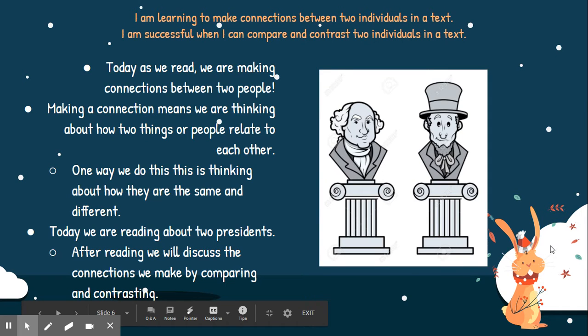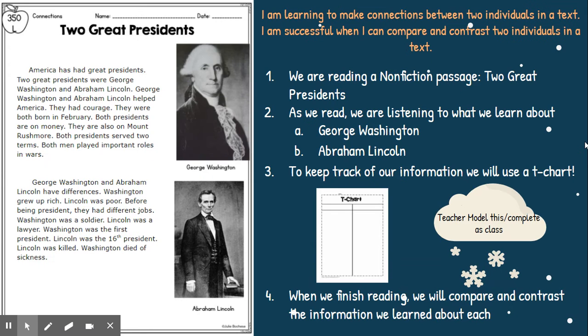All right. As we read today, we are making connections between two people. That's our learning target. Making a connection means we are thinking about how two things or people relate to each other. One way we can do this is to think about how they are the same and how they are different. So today we are going to read about two presidents, and we are going to pick out information that tells us how they are the same and information that tells us how they are different.